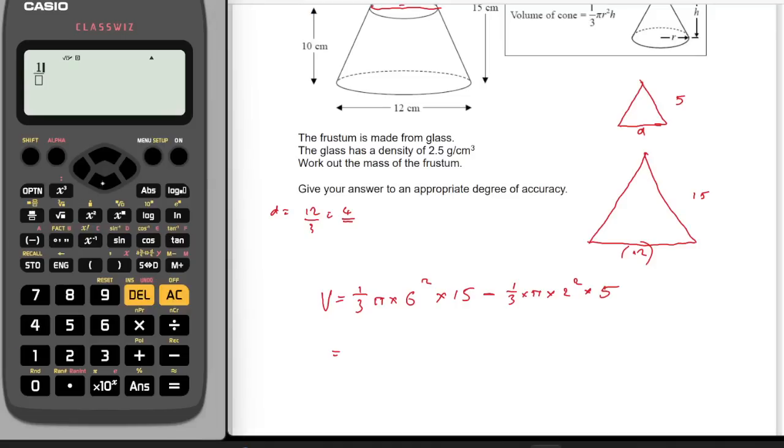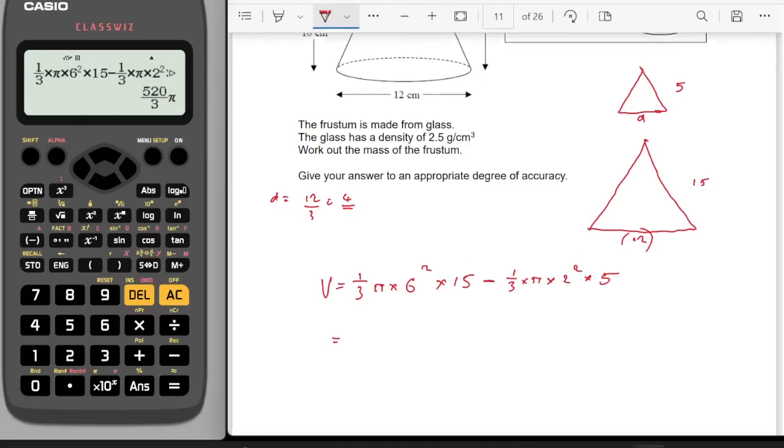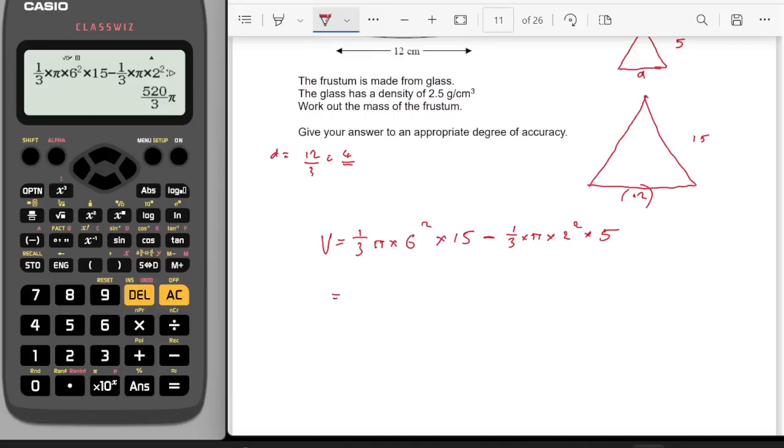So I want to do 1/3 times pi times 6 squared times the height, minus 1/3 times pi times 2 squared times 5. So I'm going to leave it like that for now. So 520 over 3 pi. That's the volume of the frustum.